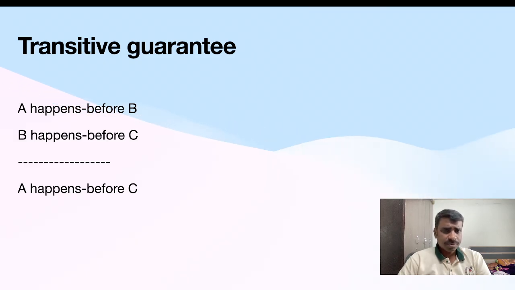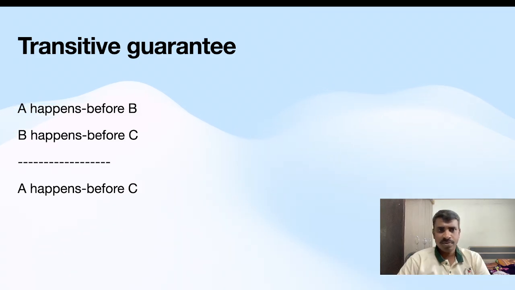So a transitive guarantee is there, meaning if A happens before B and B happens before C, then A happens before C. That is transitive, right? A happens before B, then B happens before C, then A happens before C. So the transitive guarantee is there in happens before.